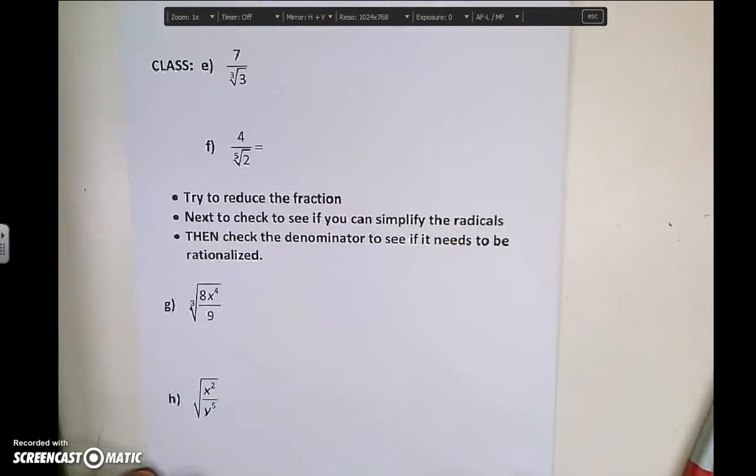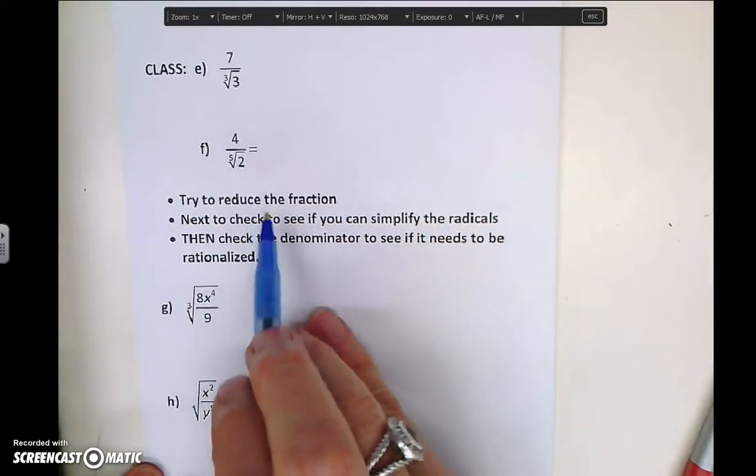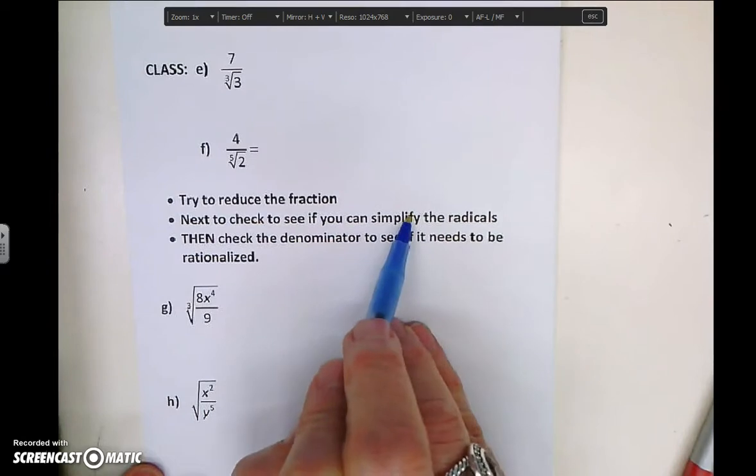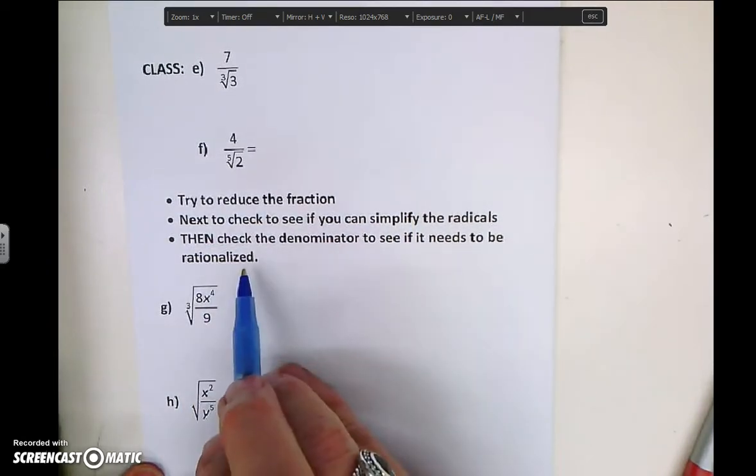All right, so to repeat, when we have a fraction with radicals, we'll first try to reduce the fraction. We'll next check to see if we can simplify the radicals, and then we'll check the denominator to see if it needs to be rationalized.